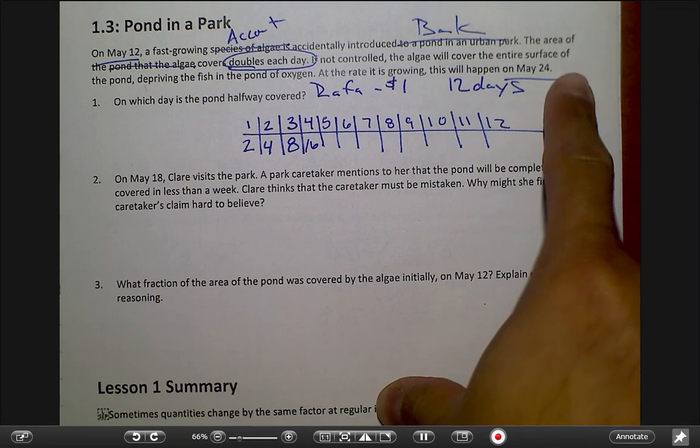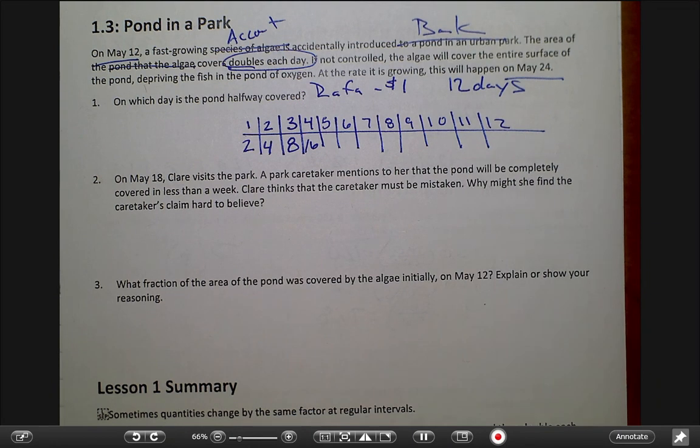Okay. But the question is asking on which day is the pond halfway covered, which would have to be the 6th day. Yeah, 6. The 6th day is 64. 6 is a half. The 6th day is 2, 64. You're adding each day.